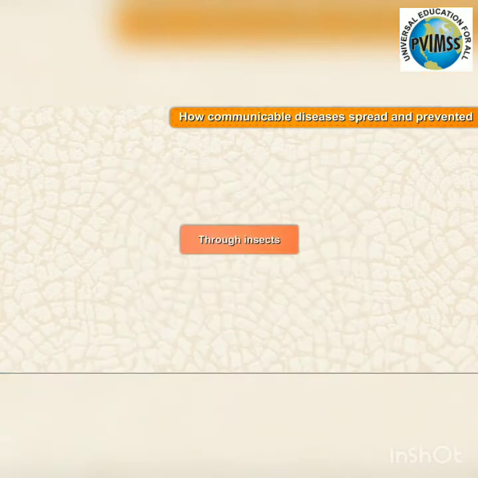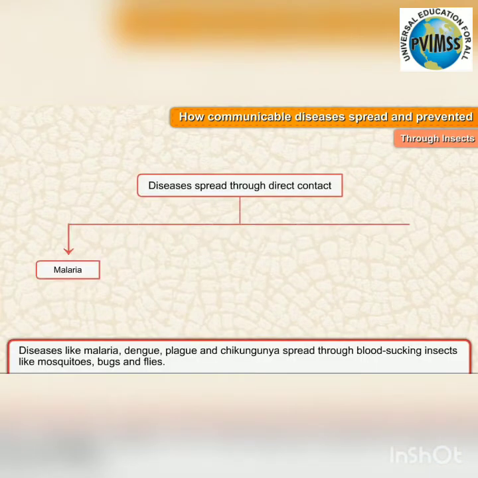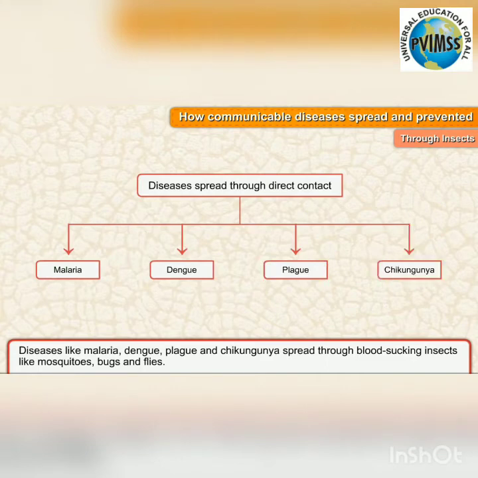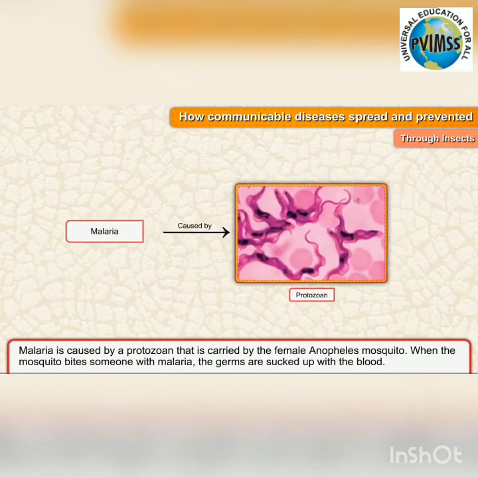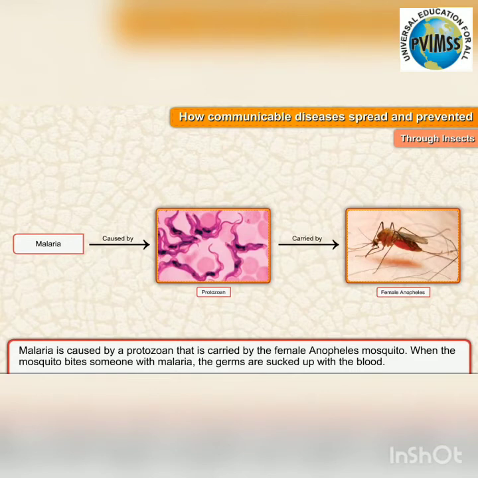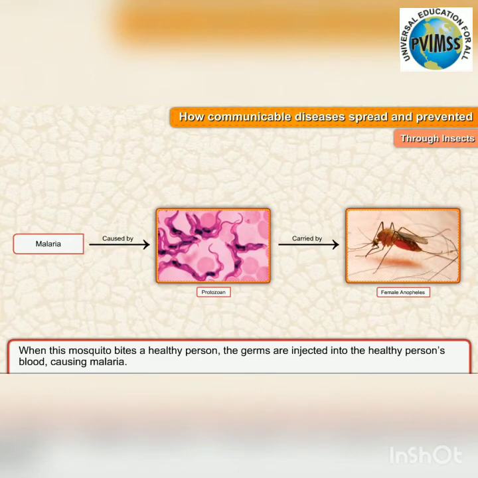Through insects. Diseases like malaria, dengue, plague, and chikungunya spread through blood sucking insects like mosquitoes, bugs, and flies. Malaria is caused by a protozoa that is carried by the female Anopheles mosquito. When the mosquito bites someone with malaria, the germs are sucked up with the blood. When this mosquito bites a healthy person, the germs are injected into the healthy person's blood, causing malaria.